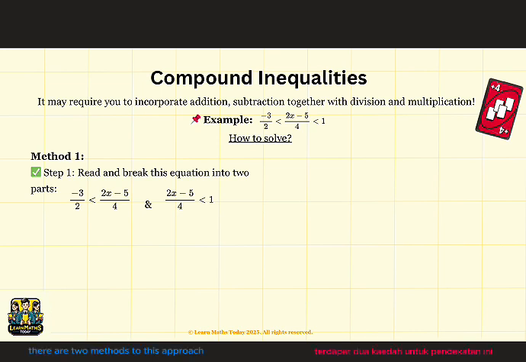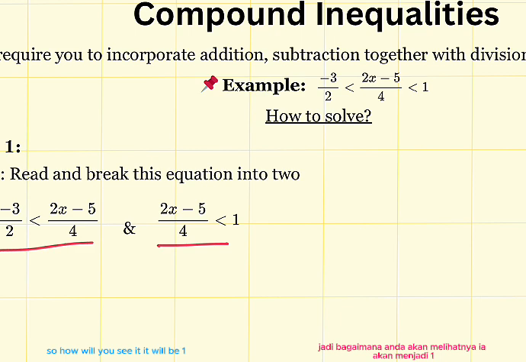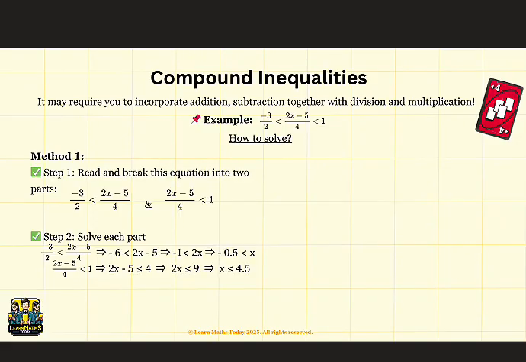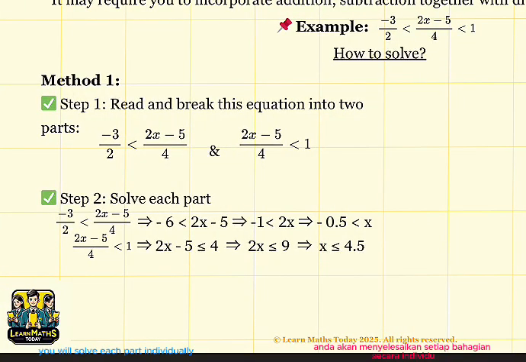There are two methods to this approach. So let me tell you method 1. The first one, an easy way, is to break up this compound inequality into two parts. So how will you see it? It will be 1 and 2. After breaking it up into two parts, you will solve each part individually.